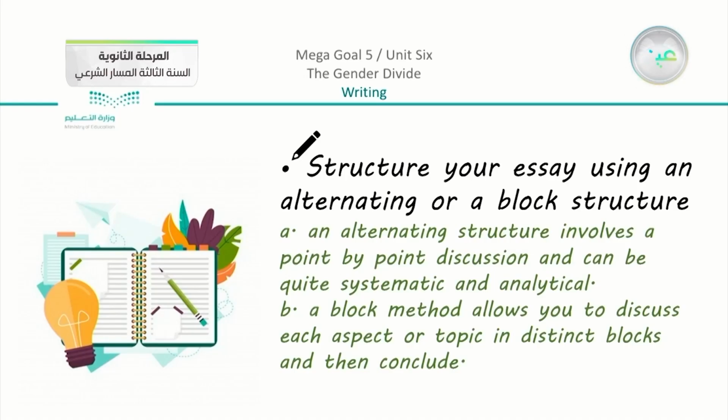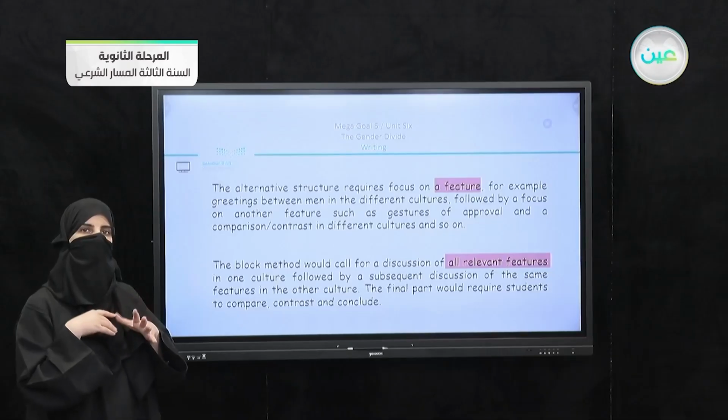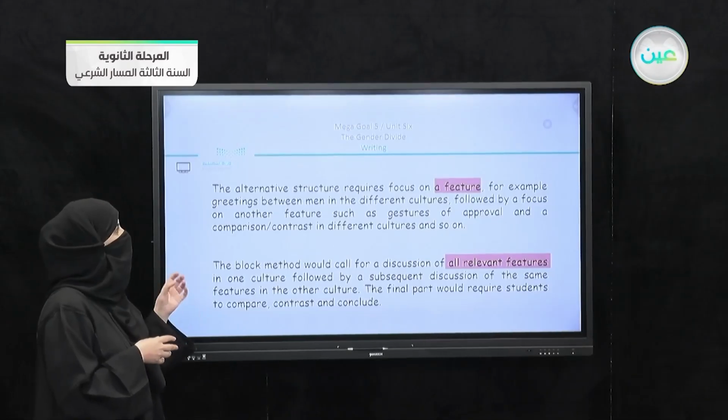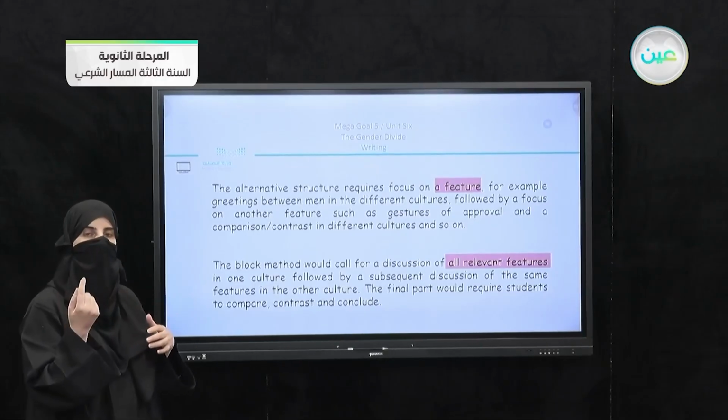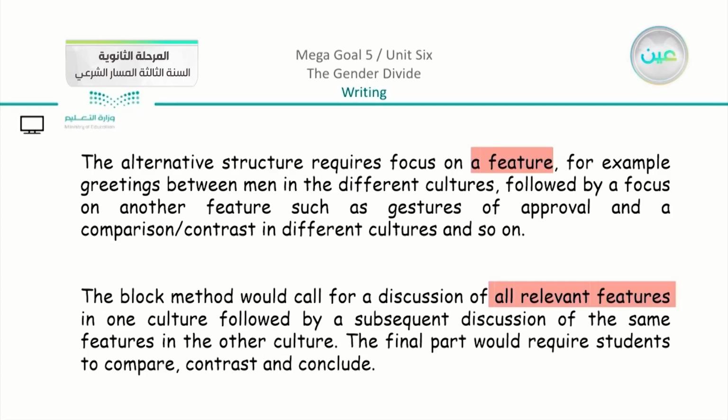An alternating structure involves a point-by-point discussion and can be quite systematic and analytical. B, a block method allows you to discuss each aspect or topic in distinct blocks and then conclude. Here you can see we have a clearer idea about it. The alternating structure requires focus on a feature. You are talking about one specific feature, for example, greetings between men in different cultures, followed by a focus on another feature such as gestures of approval, and a comparison or contrast in different cultures and so on.